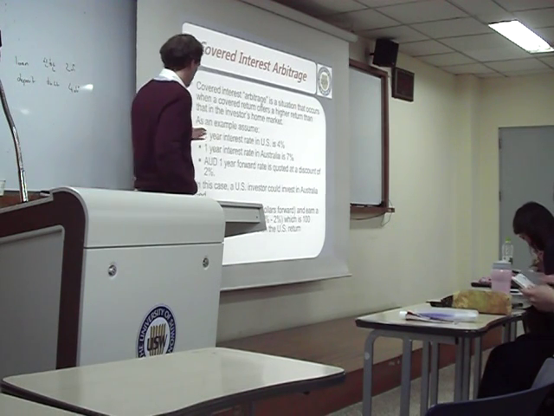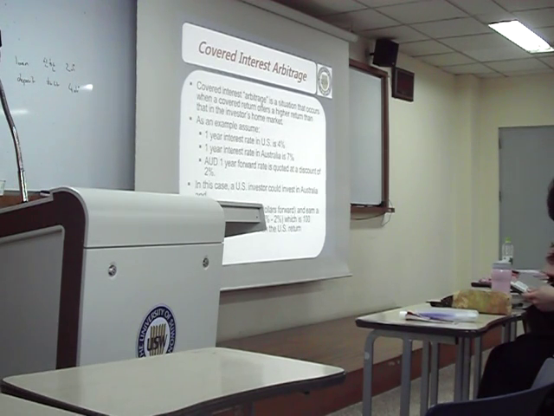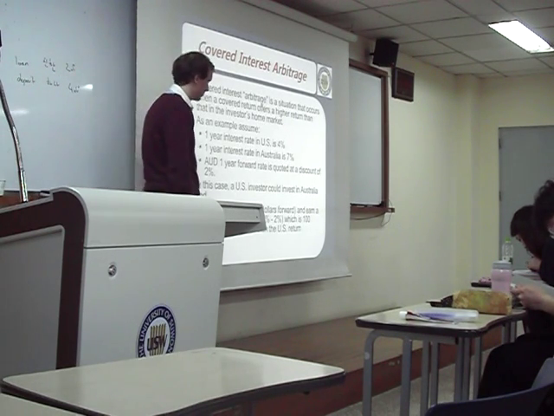Okay? So let's have a look at the example. So what it's basically saying is we can't have a high covered return. So the 1 year interest rate in the US is 4%, 1 year interest rate in Australia is 7%. Australian 1 year forward rate is quoted at a discount of 2%. In this case, a US investor could invest in Australia, they could sell the Australian dollars forward and earn a covered return of 5%, 7% minus 2%, which is 100 basis points or 1% greater than the US return.